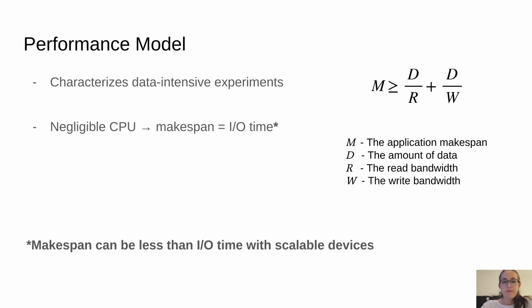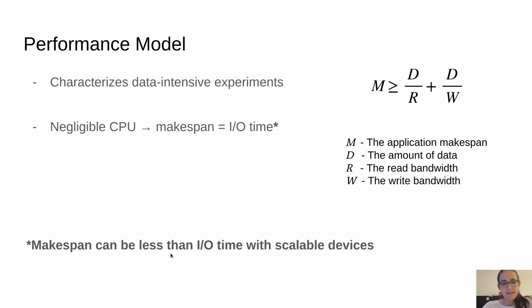So we devised a performance model to help us better understand the different storage devices. Basically we described makespan as being greater than or equal to the sum of the time it takes to read the data and the time it takes to write the data. Here we're assuming that there is negligible CPU time. In reality, it would be plus CPU, which is why we said that makespan could be greater than the I/O time.